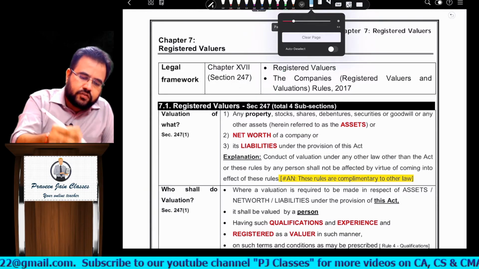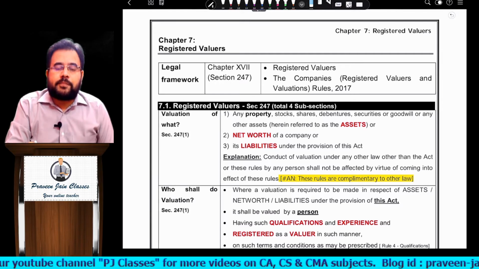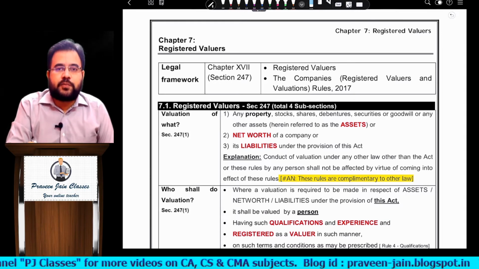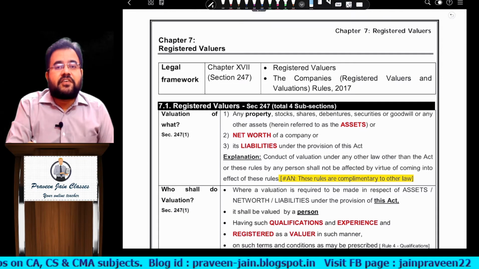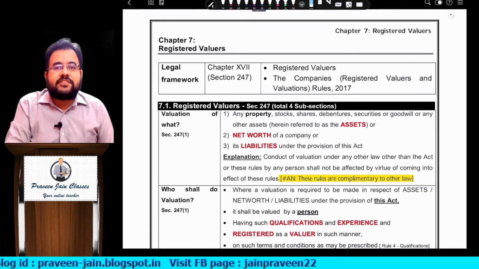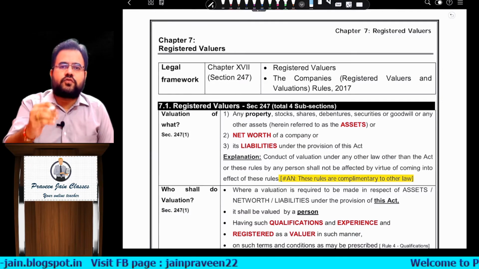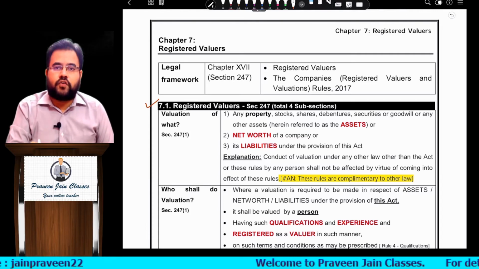So now the question is, who is this registered valuer, sir? Can a normal person having multiple years of experience be called a registered valuer? If he is a registered valuer, what valuation will he be doing, sir? Which law mandates to have a registered valuer? So all these questions will be answered in one section, which is section number 247.